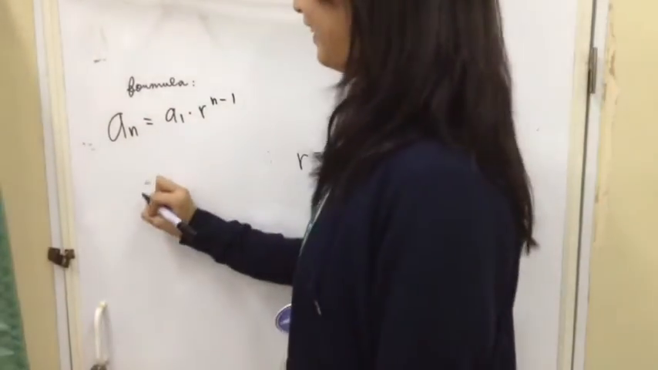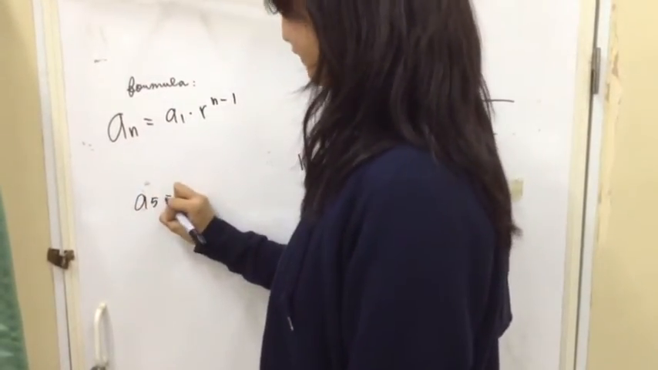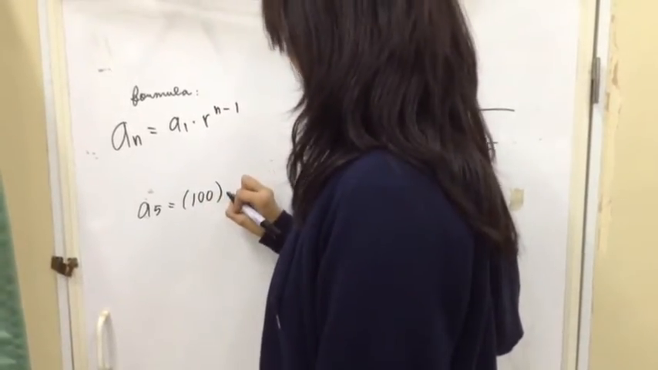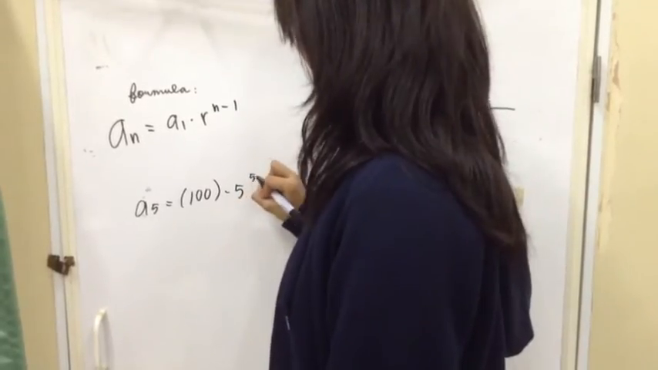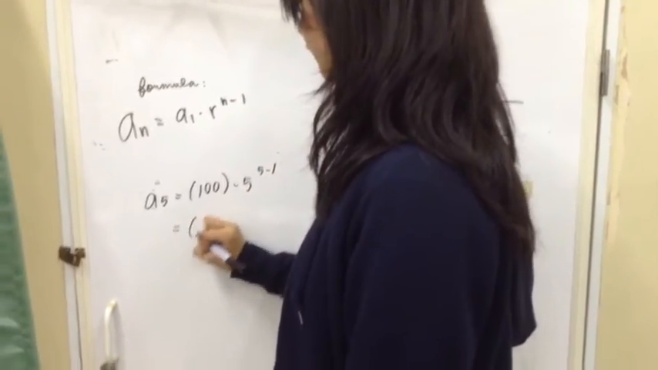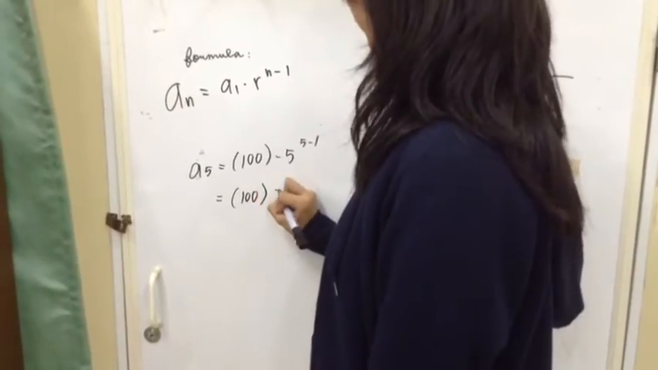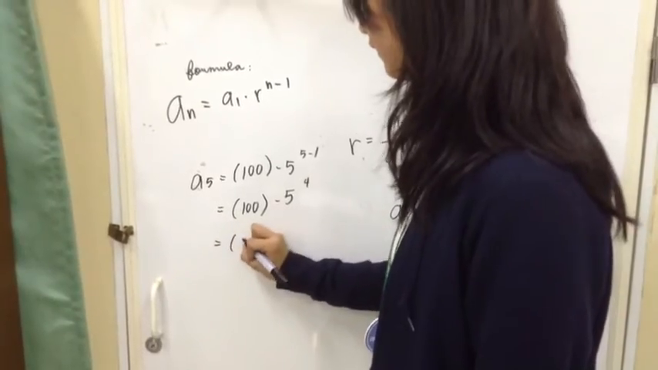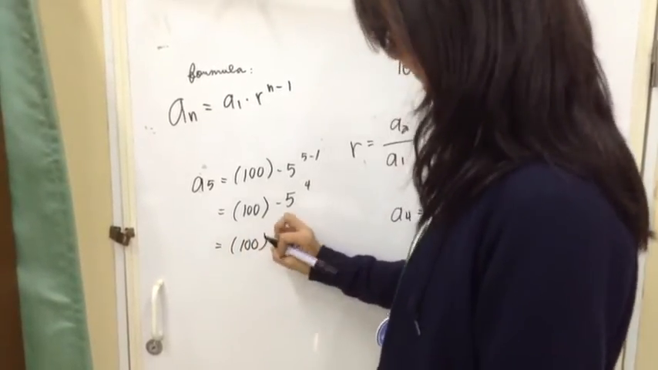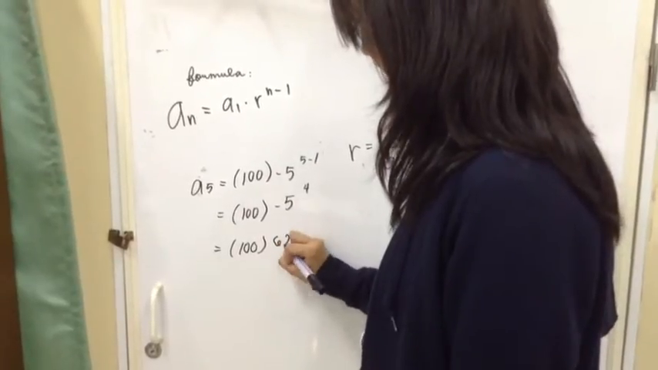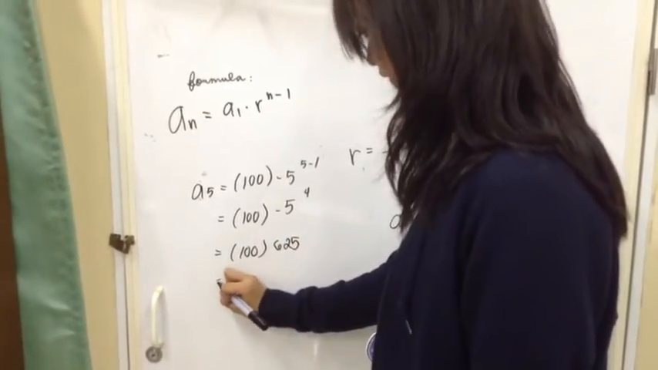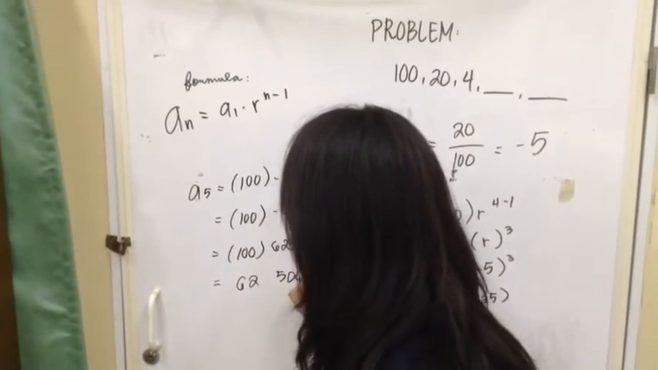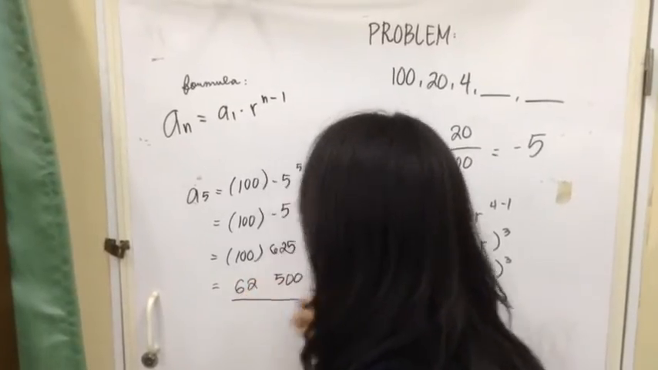Next thing you have to do is to substitute it, but now for the fifth term. So a sub 5 is equal to 100 times negative 5 raised to 5 minus 1. So 5 minus 1 is 4. And then 100 times negative 5 raised to 4 is 625. So the answer will be 62,500. So that's the fifth term.